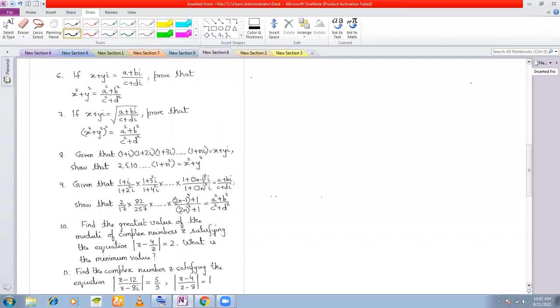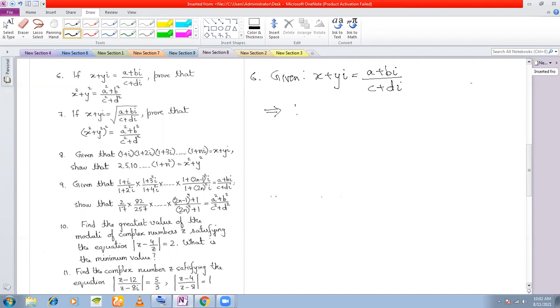Number 6. Given x plus yi is equal to (a plus bi) divided by (c plus di). You need to prove that x square plus y square is equal to (a square plus b square) by (c square plus d square). Okay, this is a very simple problem.